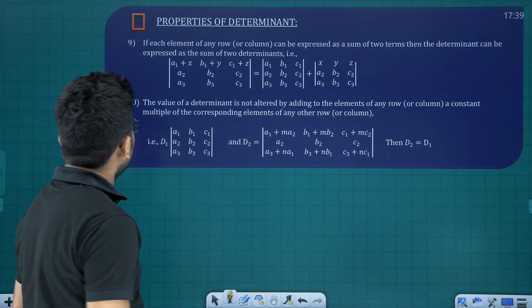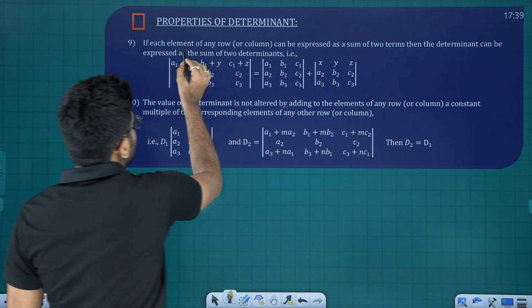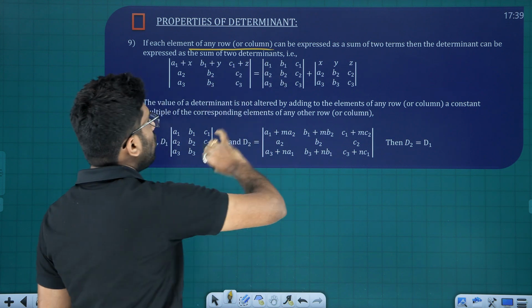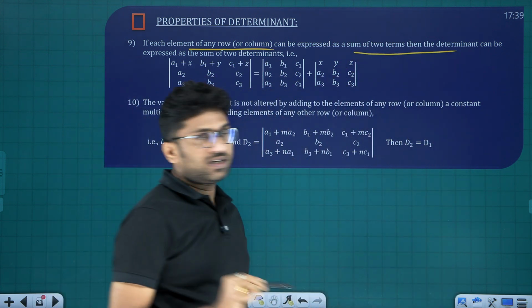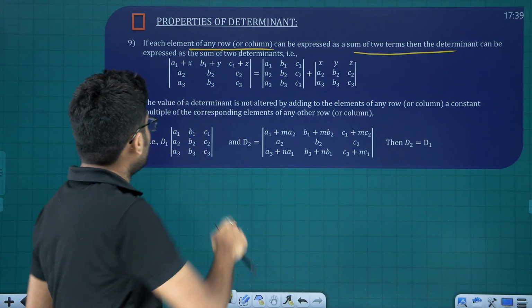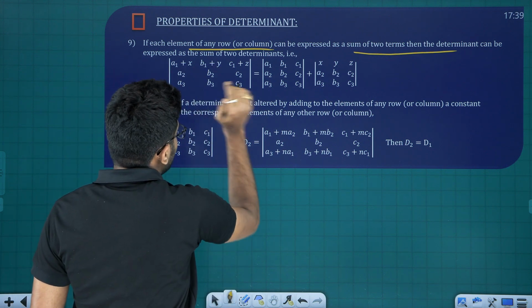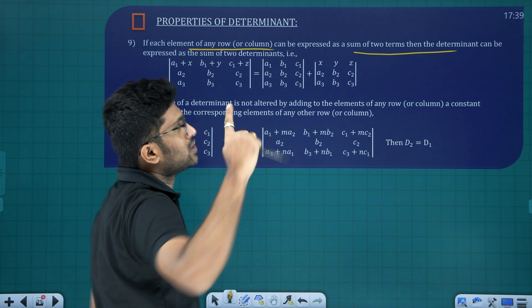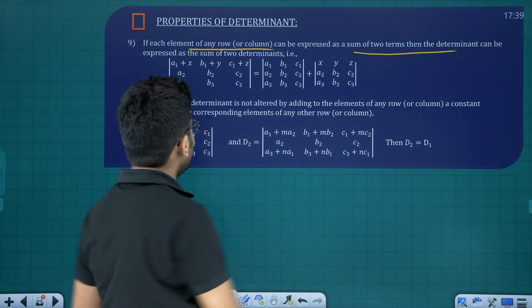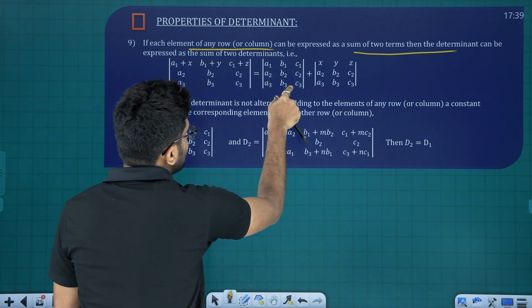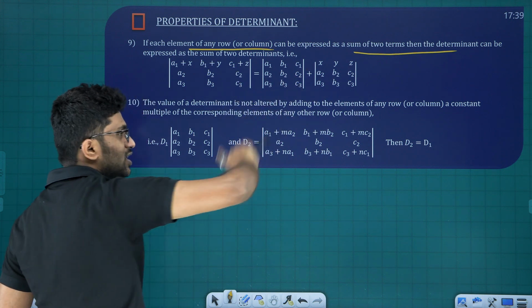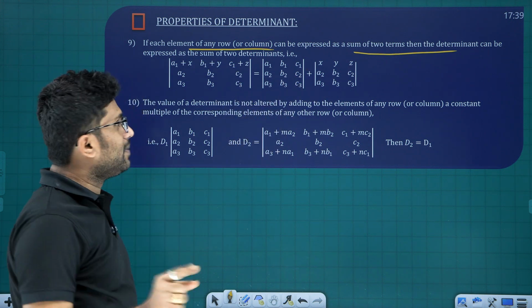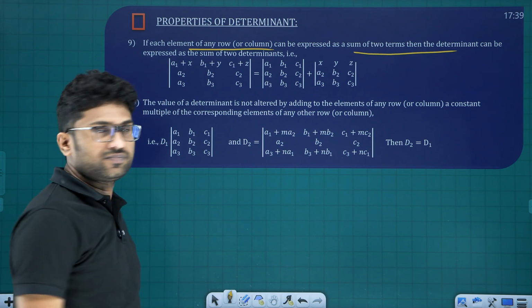Next property is simple: if each element of any row or column is expressed as a sum of 2 terms, then the determinant can also be expressed as a sum of 2 determinants, where R2 and R3 remain the same in both the determinants. Only R1 will be changed in the first and second determinant.